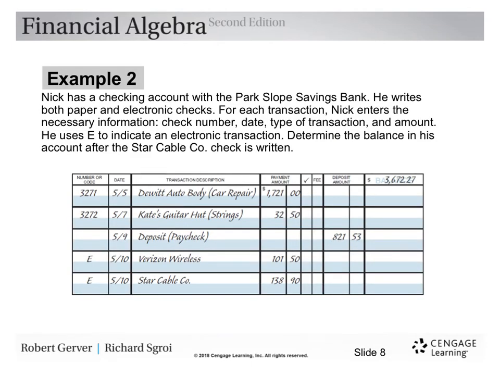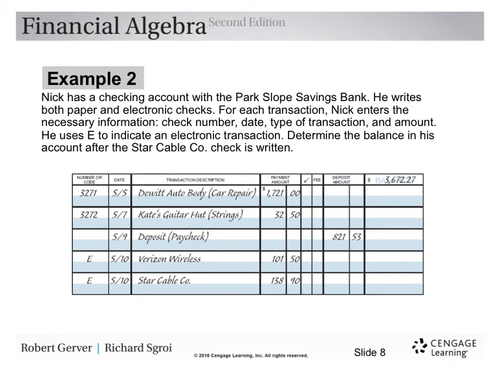All right, so let's look at yet another example. Nick has a checking account with the Park Slope Savings Bank. He writes both paper and electronic checks. For each transaction, Nick enters the necessary information: check number, date, type of transaction, and amount. And he uses E to indicate an electronic transaction. Determine the balance in his account after the Star Cable Company check is written.